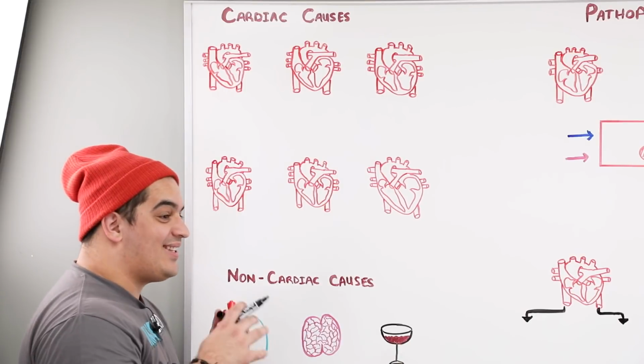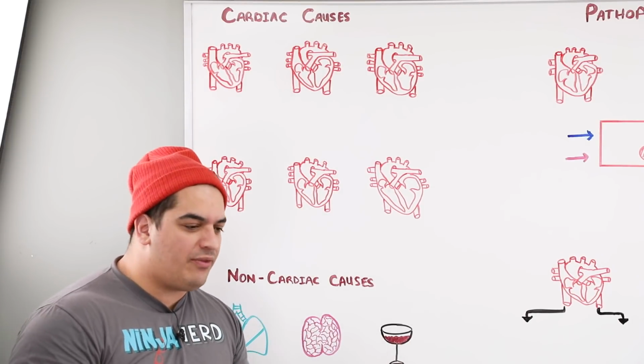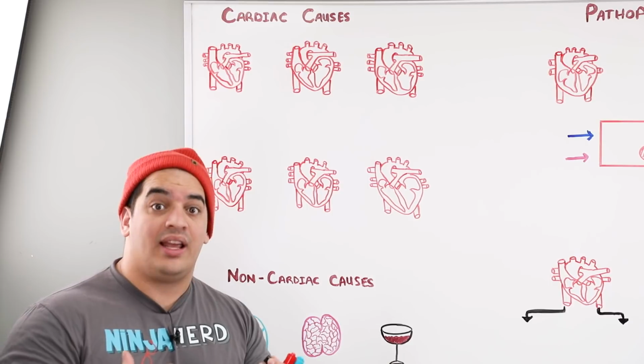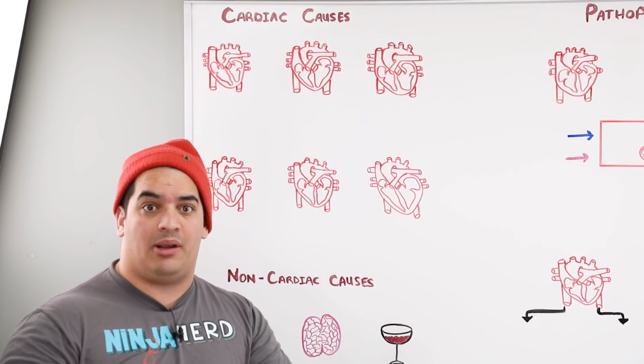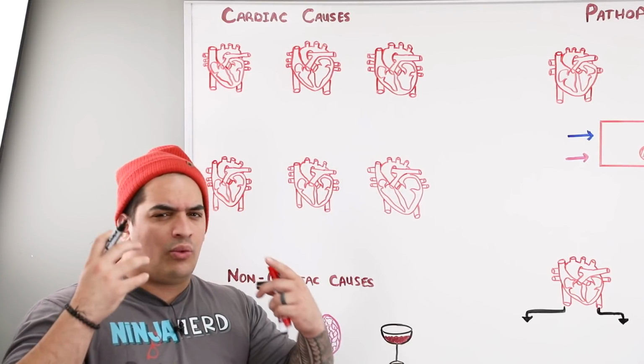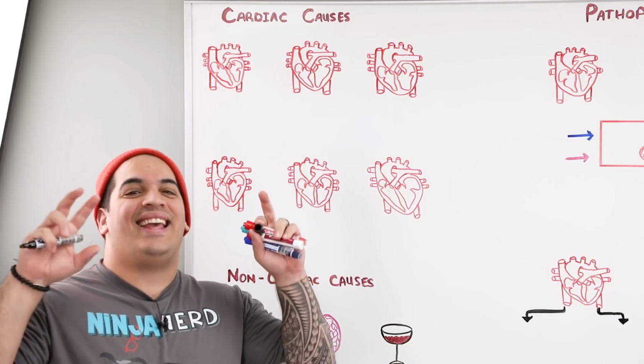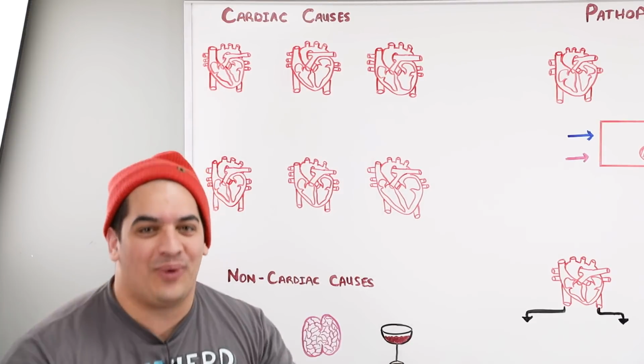All right, Ninja Nerds, let's get to talking about the potential causes of atrial fibrillation. Now, atrial fibrillation is basically an arrhythmia. It's a supraventricular tachyarrhythmia, meaning that the arrhythmia originates from some irritability or reentrant circuit above the ventricles, and it causes this classic irregular rhythm.